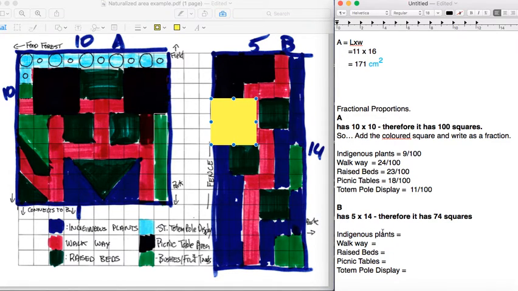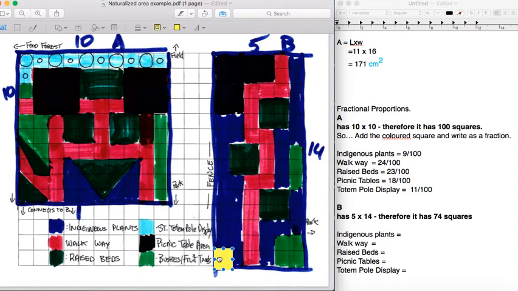Next thing I'm going to do is go over to B. Now B originally was supposed to be 5 squares, 5 meters, by 14 squares, 14 meters. Therefore, 5 times 14 is going to be 74 squares. We do the same thing. Here we go.